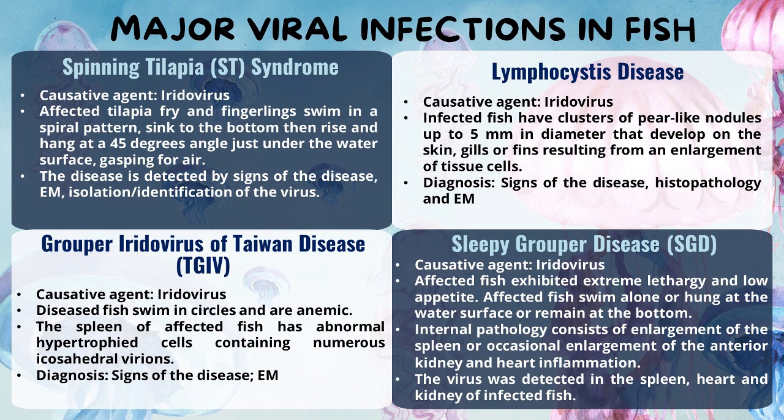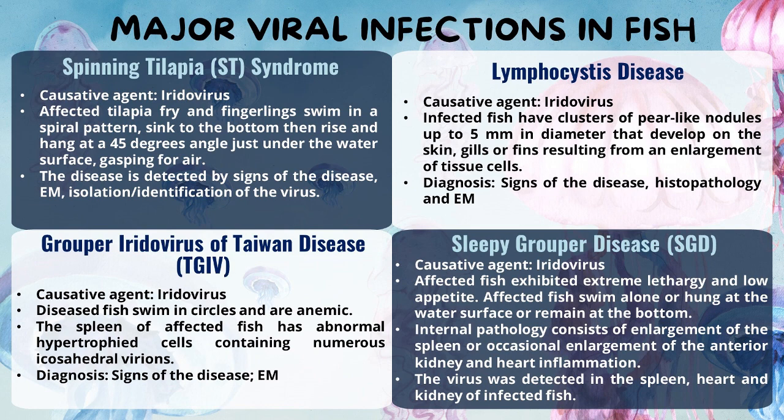Another viral infection is the Taiwan grouper iridovirus disease, or TGIV. Iridovirus is also the causative agent of this disease. It affects grouper or Epinephelus species. Diseased fish swim in circles and are anemic. Fish lose appetite, then become underweight and lethargic.